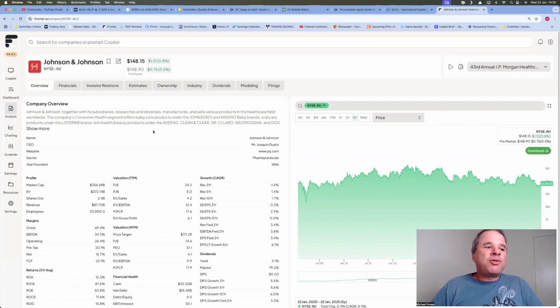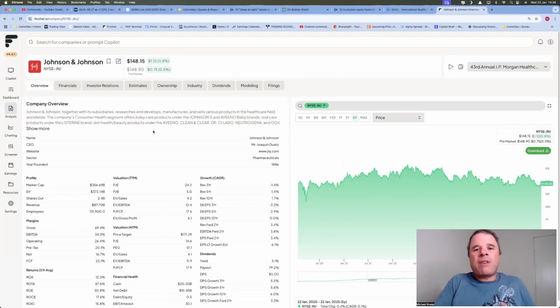But I've always thought of Johnson & Johnson as a non-growth company. And I just wanted to see if the company was growing the revenue. And the answer to that is no. So revenue growth over the last 10 years, CAGR, 1.7%. So virtually no growth. Over the last 5 years, 1.4%. Earnings per share over the last 10 years, 0% growth. This is not a growth company.